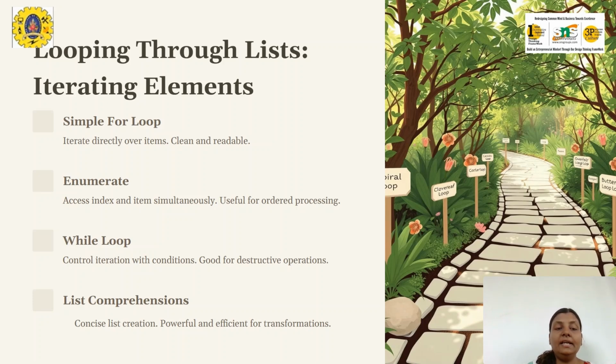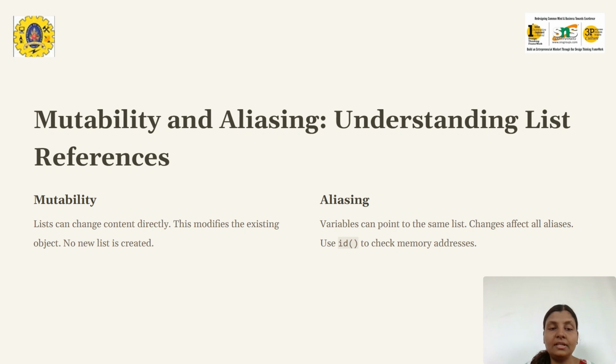Looping through a list, iterating elements. It is a simple for loop. Iterate directly over items, clean and readable. Enumerate accesses index and item simultaneously, useful for ordered processing. While loop, control iteration with conditions, good for destructive operations. List comprehensions, concise list creation, powerful and efficient for transformation.